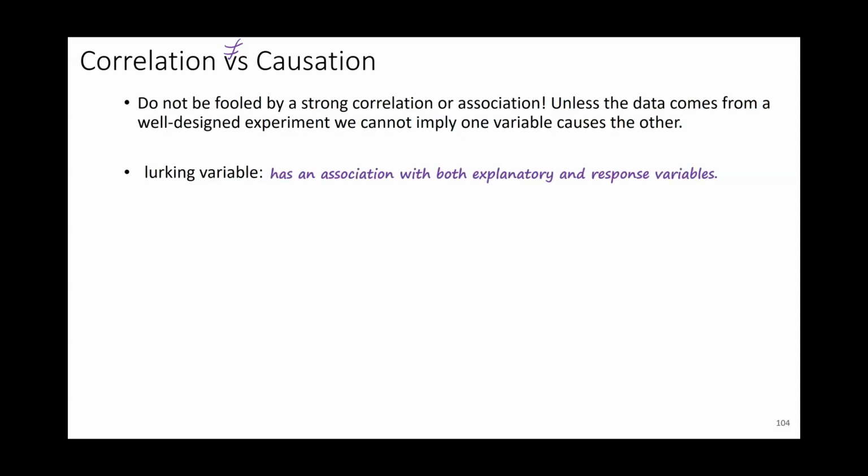So a possibility here is you might have a lurking variable. A lurking variable has an association with the other two variables. So you might have an explanatory and a response variable, but maybe there's a lurking variable that's affecting both of them that you didn't account for.